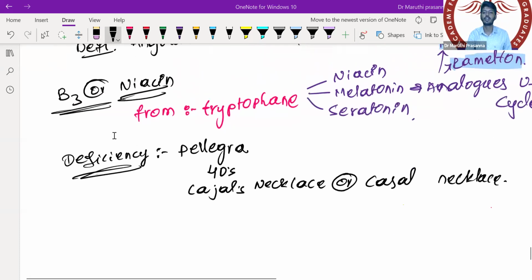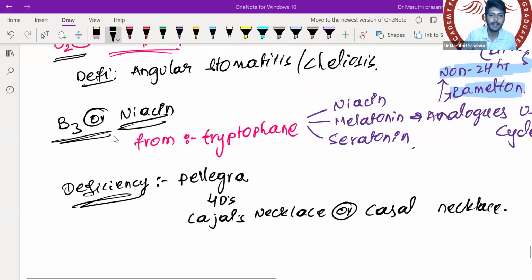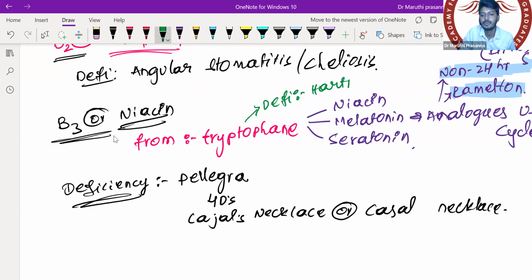Don't get confused. So tryptophan deficiency. Tryptophan deficiency leads to Hartnup disease.